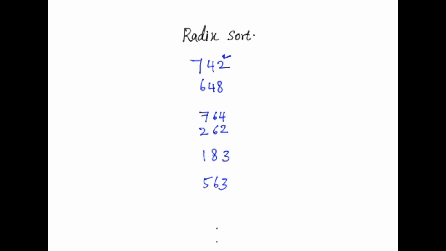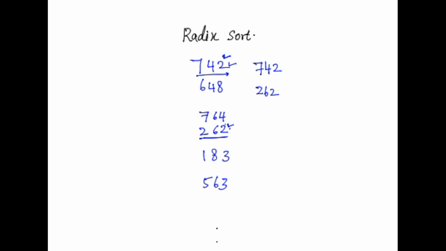When I do this sorting, we have to ensure that this is going to be a stable sort. That means that 742 will be sorted based on the last digit, and 262 also is going to be sorted based on the last digit. Both of them have the same digit, but 742 is coming before 262, so I have to write 742 before 262. There are only two numbers which end with 2.